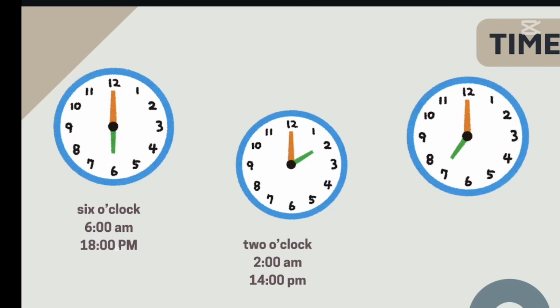Another one here is 2 o'clock. Again, the number word 2 and then o'clock. It indicates 2 o'clock because the long hand is pointing on number 12. So we write this as 2 o'clock a.m., 2:00 a.m. Or if it's in the afternoon, you can write it like 14:00 p.m.